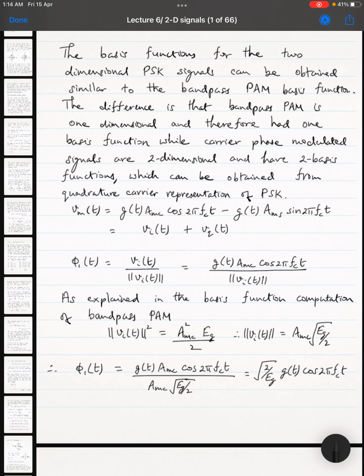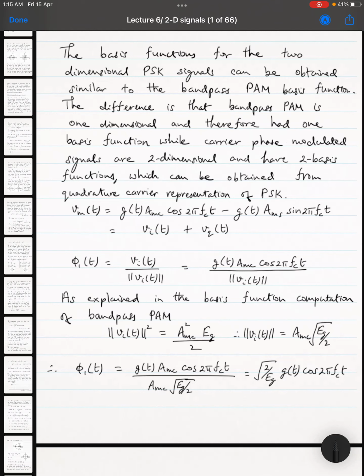To compute the norm of the signal, we will first find its energy and then take the square root of the energy, right? Again, when we take this integral, using the trigonometric identity, it will split into two integrals. I'm not going to do that working. We've done it earlier also, a couple of lectures back, during the PAM discussion.